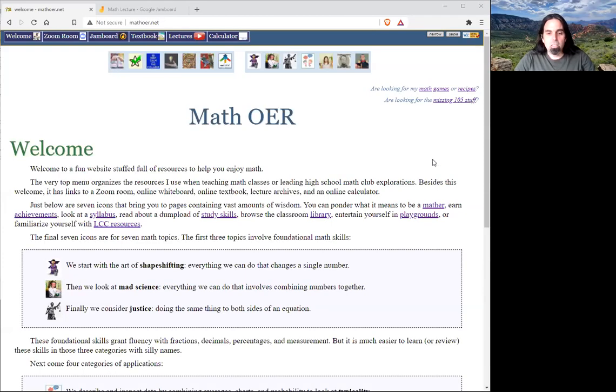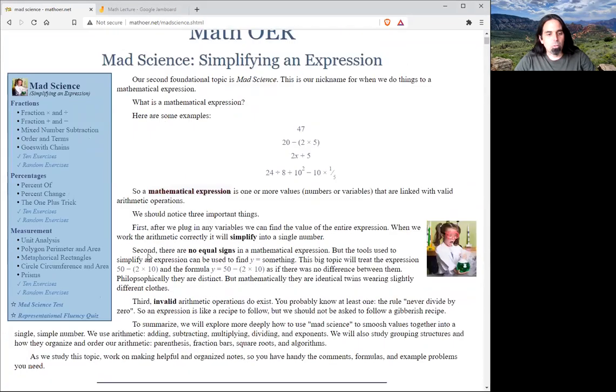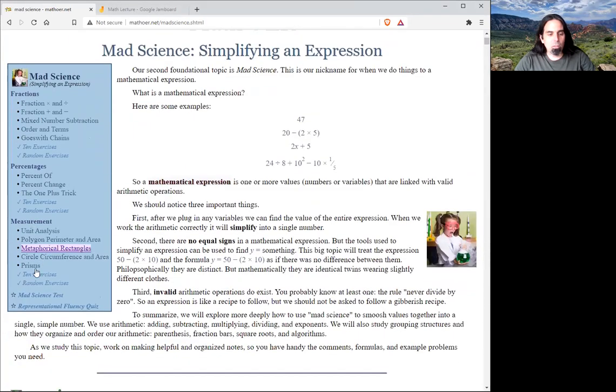Welcome to Level C Math, Week 6, Thursday. So we finally get to finish up the mad science topic today. We've been pausing throughout measurement for quite a while.